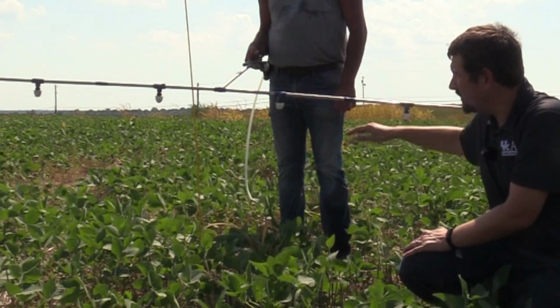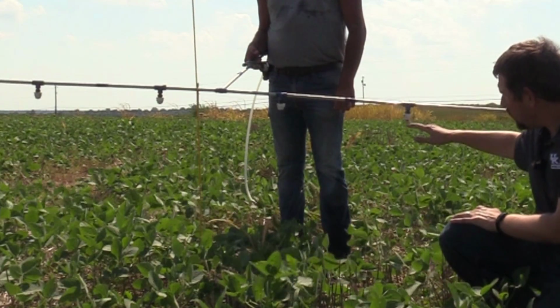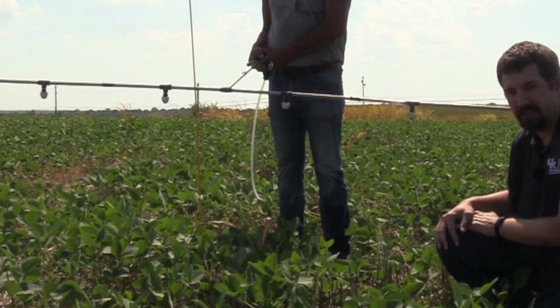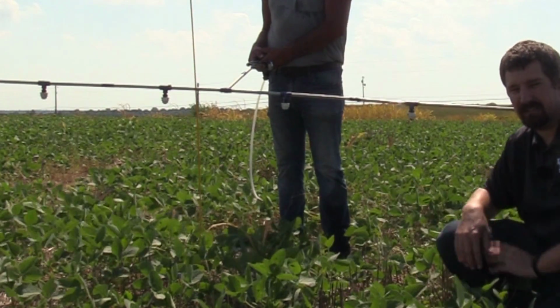But the bigger thing is, at this height your droplets get very quickly from the tip down to the soybean, and when it gets there more quickly, we have less chance of drift as compared to the other heights that we're going to be looking at next.